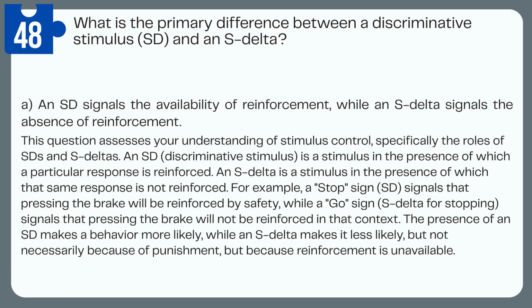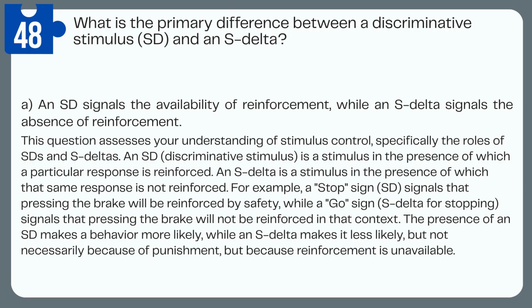Answer: A. An SD signals the availability of reinforcement, while an S delta signals the absence of reinforcement. This question assesses your understanding of stimulus control, specifically the roles of SDs and S deltas. An SD, discriminative stimulus, is a stimulus in the presence of which a particular response is reinforced. An S delta is a stimulus in the presence of which that same response is not reinforced.